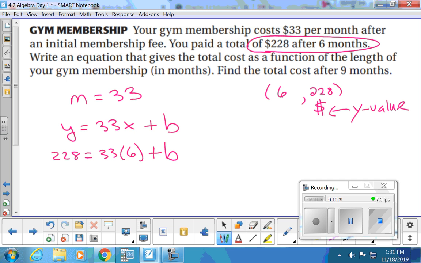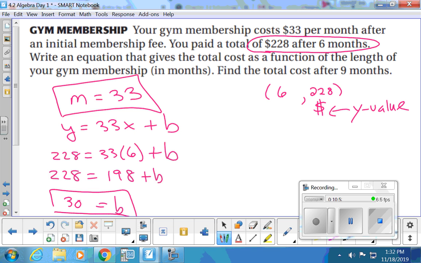Michaela was saying, do we need a calculator? This is the only one where the numbers get kind of big. What's 33 times 6? Anybody have a calculator? Yeah, it's easy. 198. And then you're going to subtract the 198 over. So what's 228 minus 198? Now before I run to my seat, I need a final equation that has my m and my b in it. Y equals mx plus b.